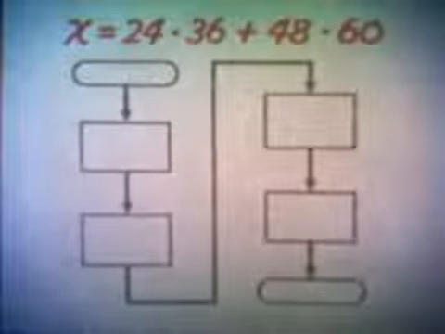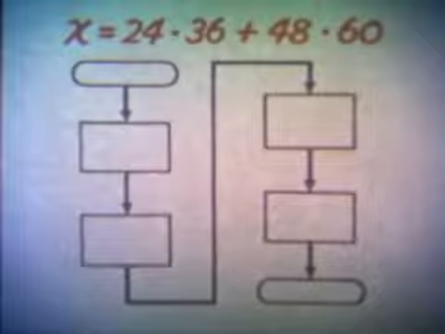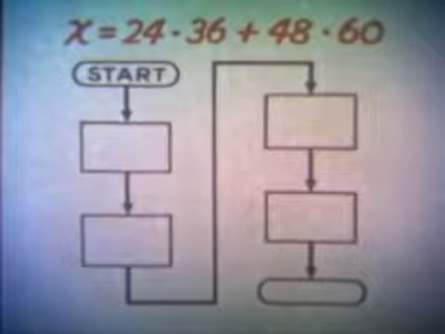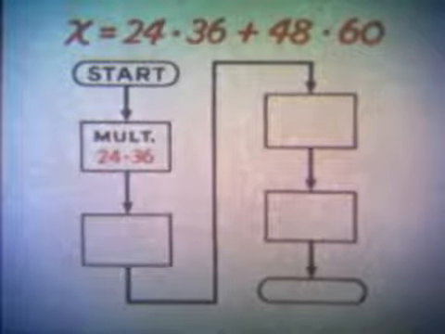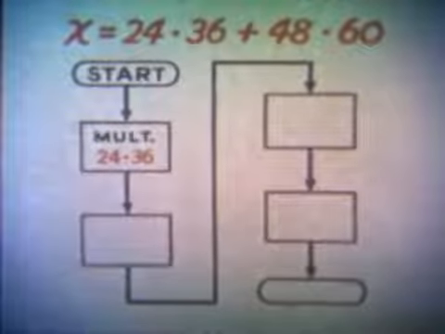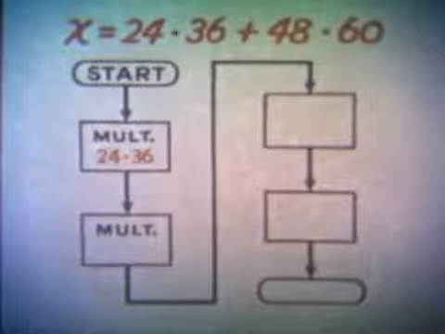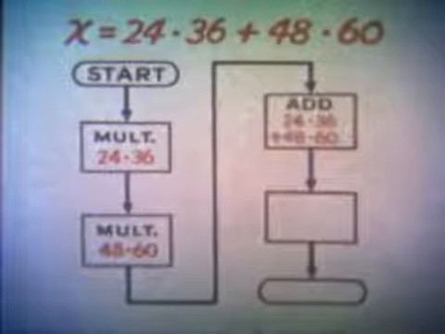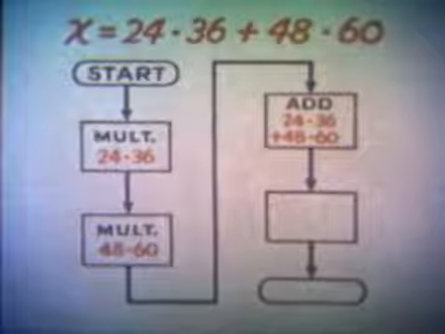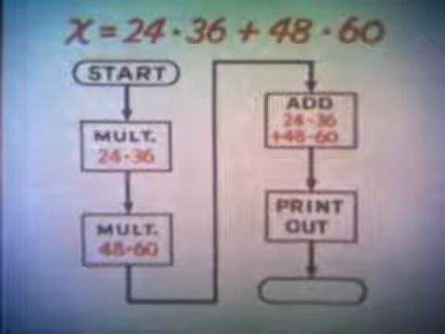Now the flow chart for this problem is a simple one. The key operations are start, multiply the first two numbers, 24 and 36, multiply the third and fourth numbers, 48 and 60, add the two products, print out the answer, and stop.